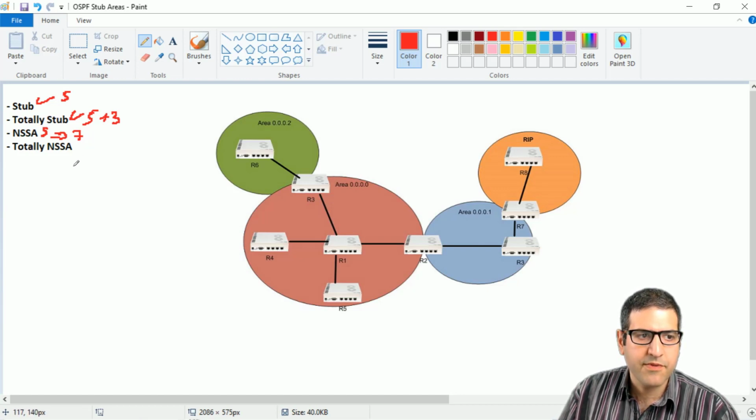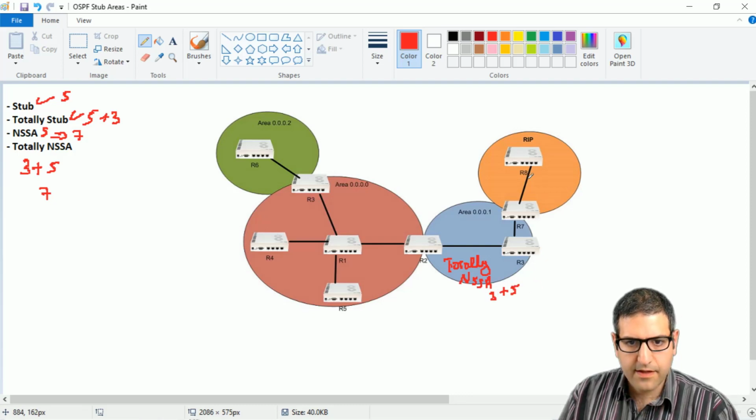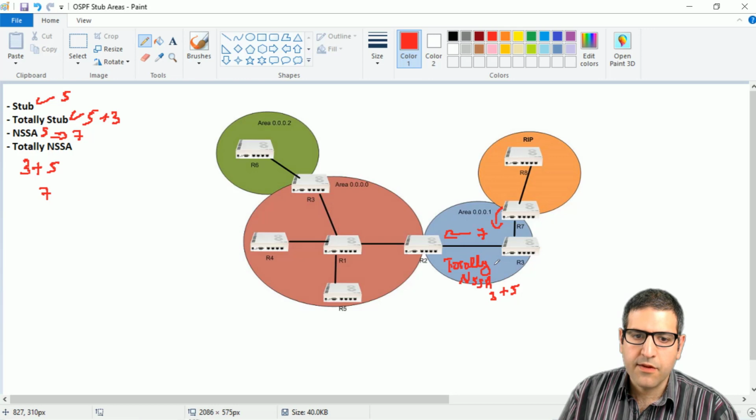Now the totally not so stubby area is the same as the totally stub area. That means it will block type 3 and type 5. Okay, but at the same time it will allow the external routes to go as type 7. For example, if we make this area a totally not so stubby area, then type 3 and 5 will be blocked. But in case the ASBR is redistributing RIP here, then they will go as LSA 7 again to the ABR, and the ABR will make them type 5. Okay, that means in this area it will not see the inter-area routes anymore, the routes which are from the other OSPF areas.